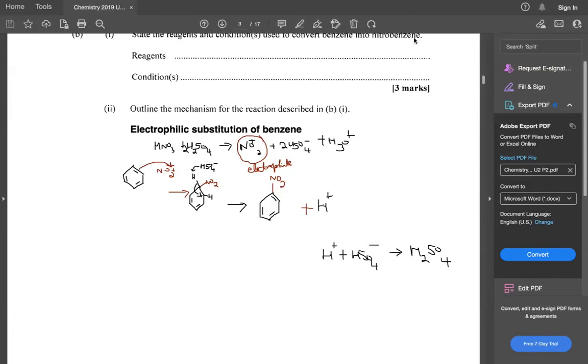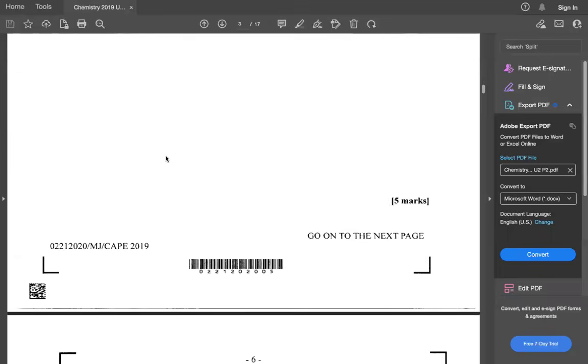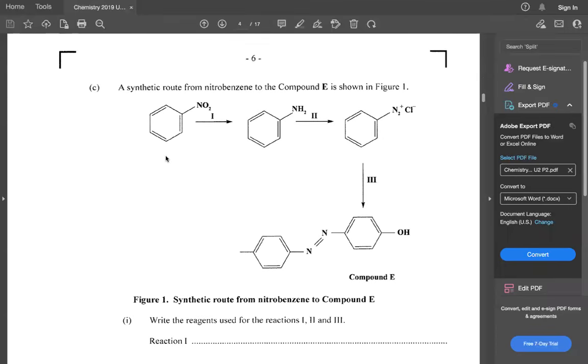So let's clear this now, and we'll move on to part C, which is a synthetic route from that nitrobenzene that we would have made in part B to compound E, which is shown in figure 1. So we're looking at this scheme now. We see that we're going from nitrobenzene to phenylamine. We have an amine group now. So we're going from nitrobenzene to phenylamine, and then we're forming what we call a diazonium salt, right? So that's what this is.